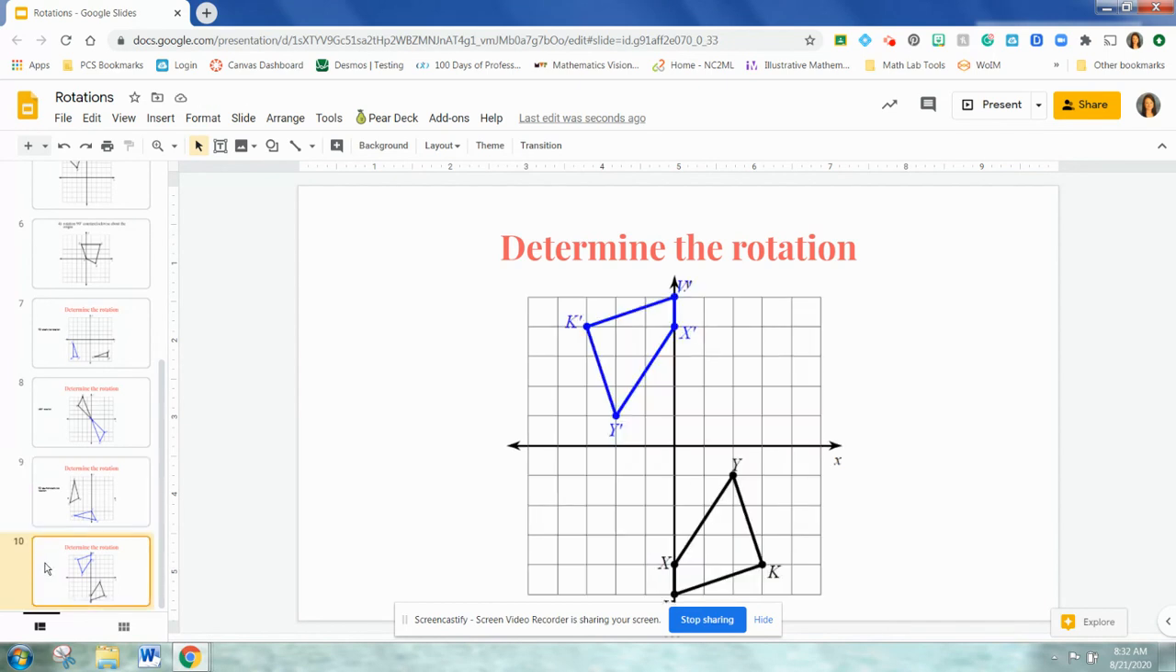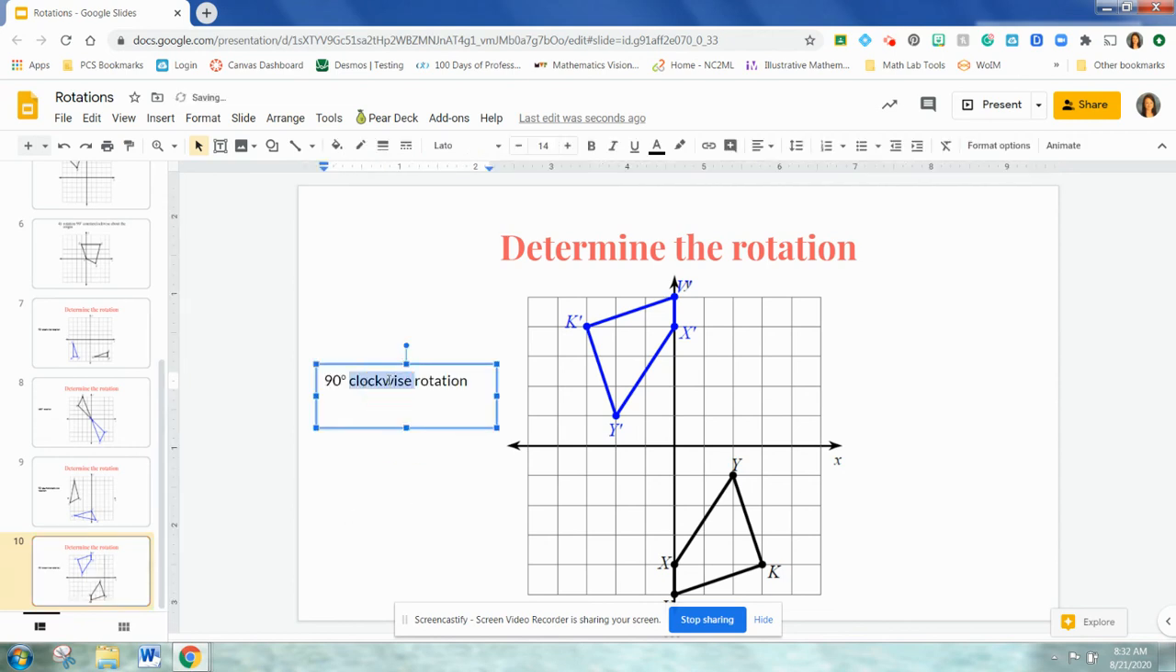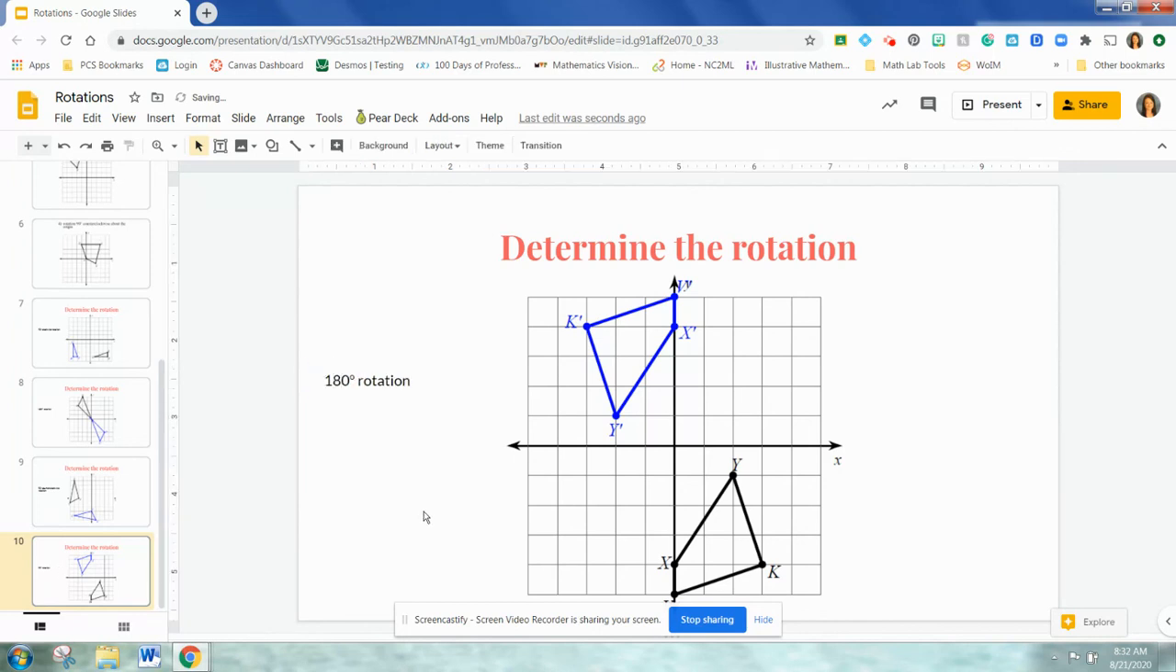And then last but not least, this is a half turn. So that would be 180 degrees. It does not matter if you put clockwise or counterclockwise because 180 is the same.